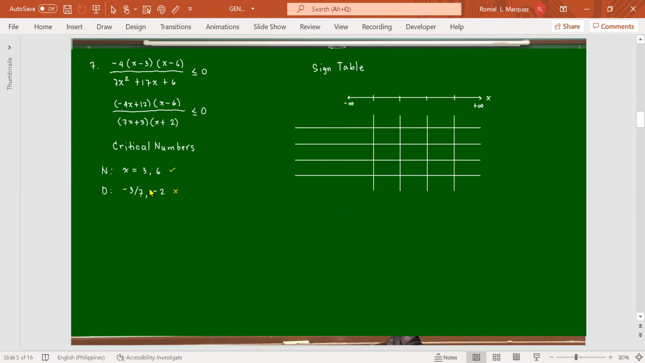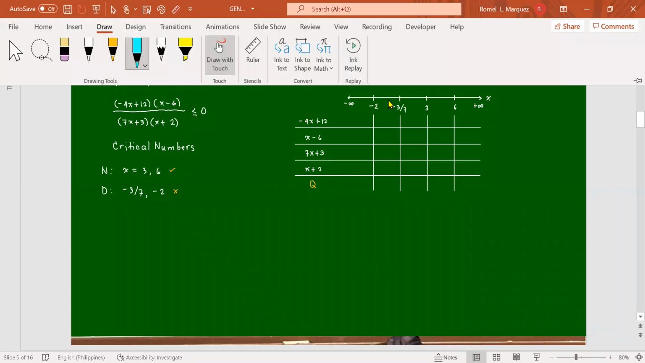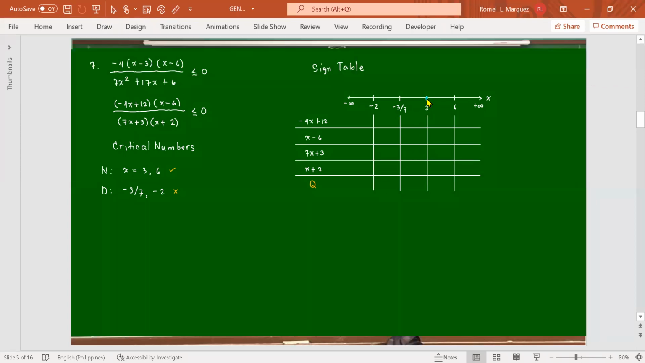We have here, arranged from lowest to highest, negative 2. Am I correct? Negative 3 over 7. Check my arrangement. Then 3, the last one is 6. What is the first expression? Negative 4x plus 12. Second one, x minus 6. Third one, 7x plus 3. Last one, x plus 2. Then we now have the quotient. But don't forget, what are those included? 3 and 6.